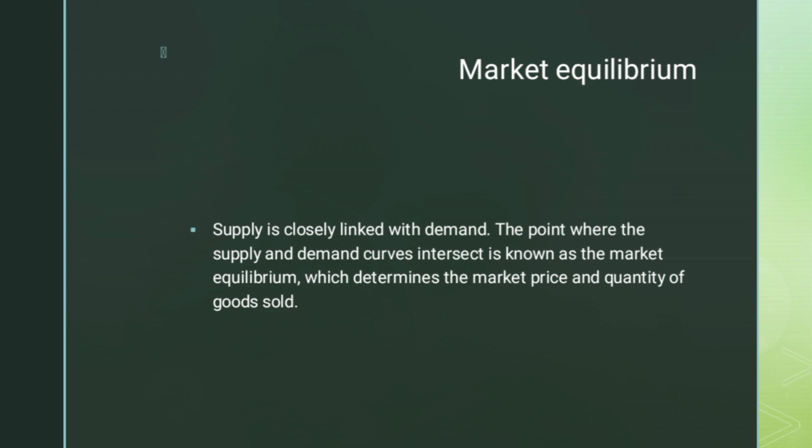So that is the end of our discussion of supply and demand, whereby we have looked at the definition of terms, demand and supply. We have looked at the factors that influence both supply and demand, and lastly we have looked at the market equilibrium.